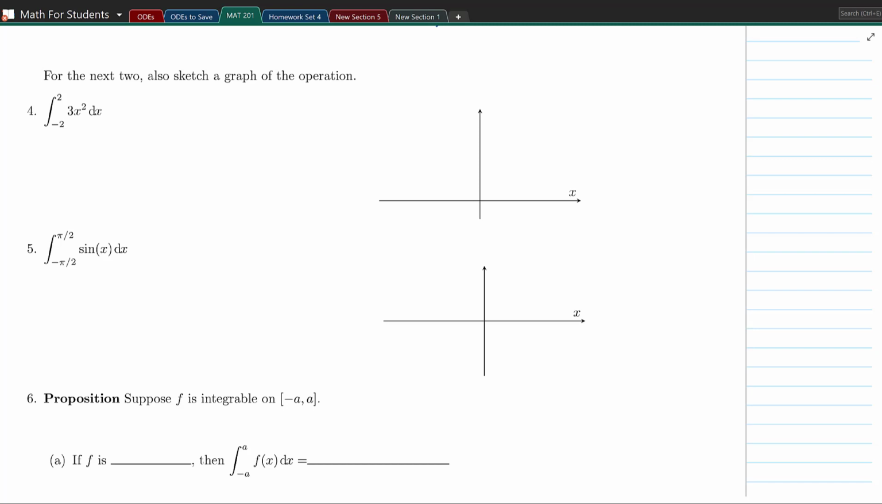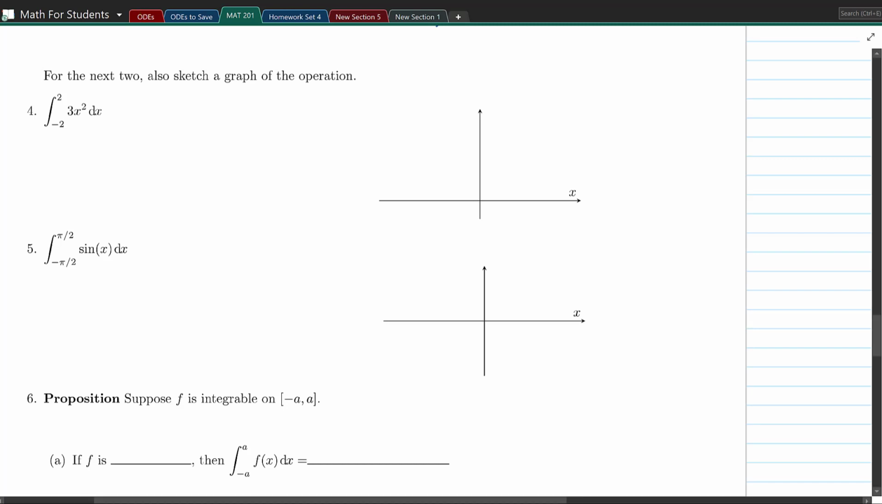So now we're going to look at evaluating a pair of integrals, and we want to make some generalizations based on what we see here. So before I go ahead and find the definite integral from -2 to 2 of this function, let's go ahead and sketch this parabola. So the graph of this parabola looks something like this.